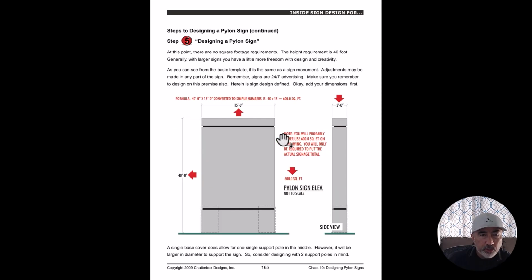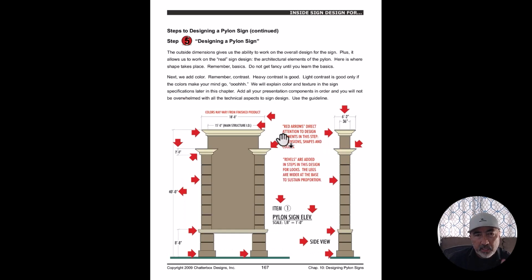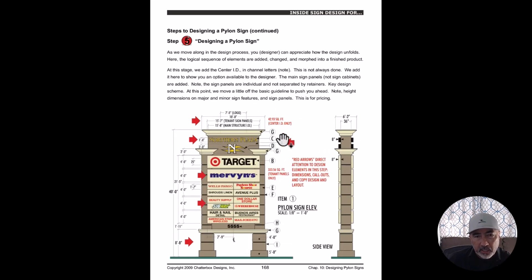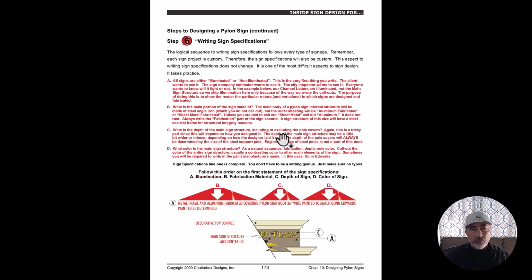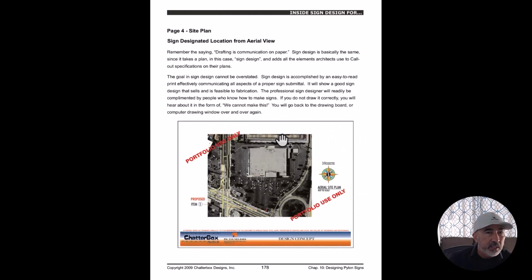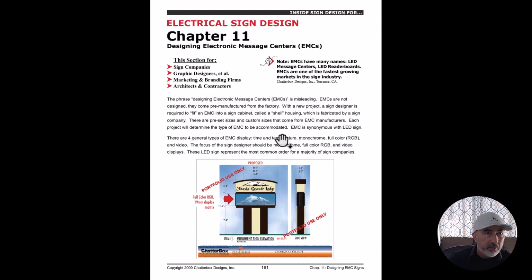So there it shows you the beginning of a pylon, the second stage of a pylon, the third stage of a pylon, and the fourth stage of a pylon. It's like step by step. It just breaks it all down. Let's see here. There's some samples. Chapter 11, electrical message centers.